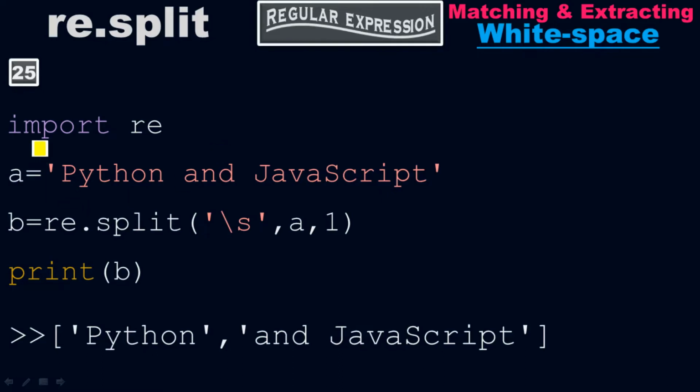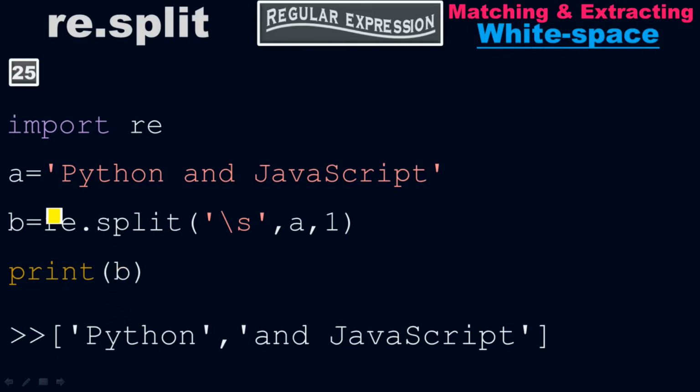As usual, first import the regular expression library. RE means regular expression. My a is Python and JavaScript. b equals to re.split of backslash small s, comma, a, comma, 1. We are using split to do the splitting. By using the split function, we do the splitting of a. Then take the print of b. It will give this output.